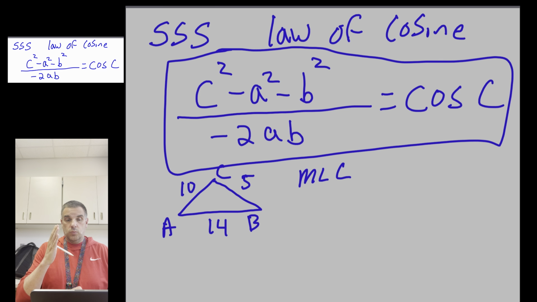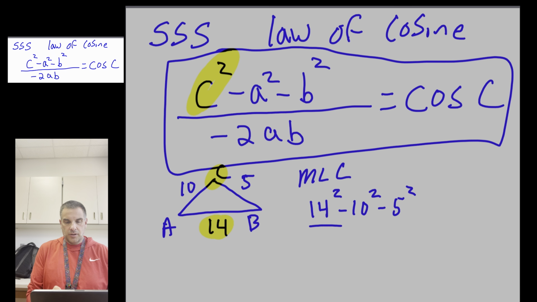So the C up here represents the side opposite the angle that we're trying to find. Since we're trying to find C here, opposite it is 14. So when we use our formula, we go 14 squared, minus the other two, so 10 squared minus 5 squared, all of that divided by negative 2 times 10 times 5. And that's going to equal the cosine of C.